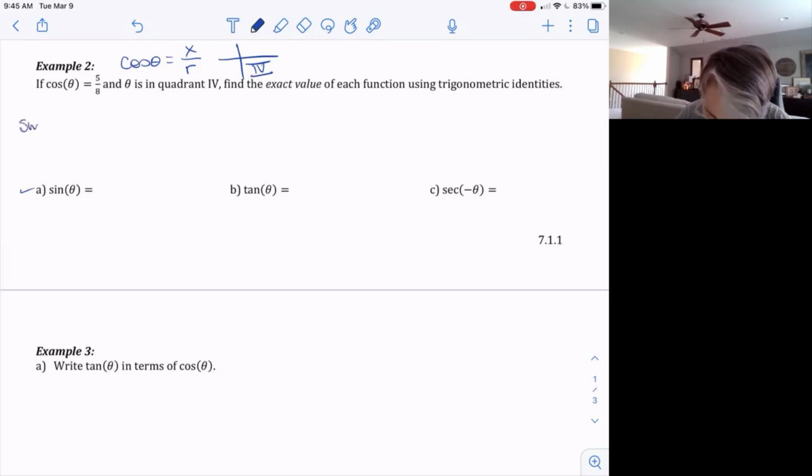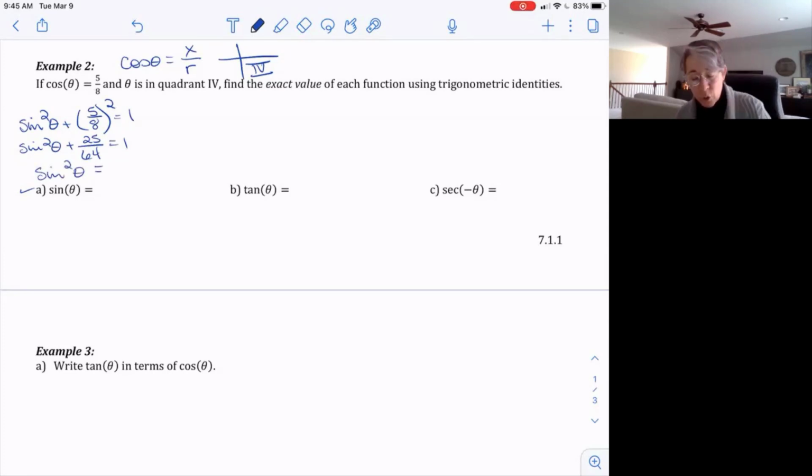So we can do sine squared theta plus our cosine squared theta. So that would be 5/8 squared equals 1. So sine squared theta plus 25/64 equals 1. So sine squared theta equals 1 minus 25/64. So 64 minus 25 gives us 39. So we get 39/64.